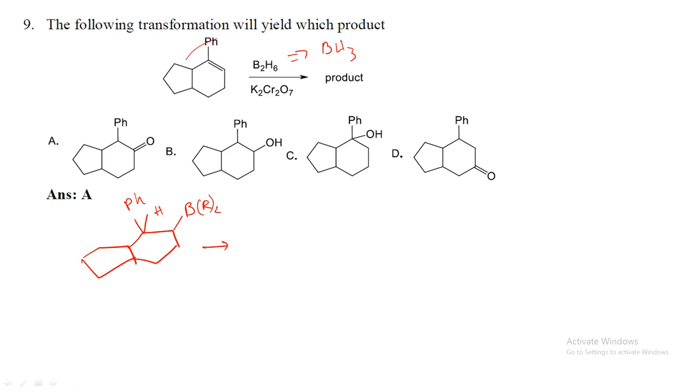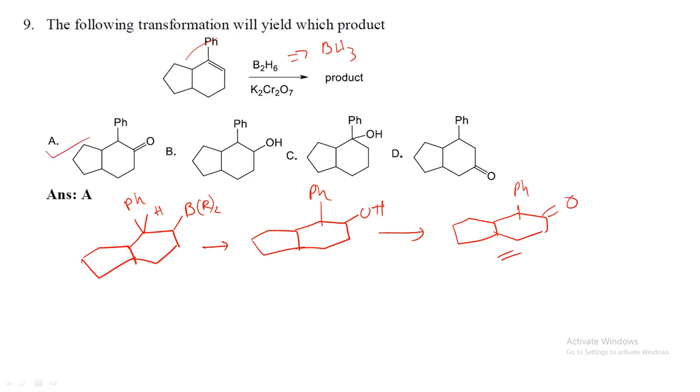And from here, with H2O2, the alcohol formation is pretty well known. So hydroxy can be formed, and K2Cr2O7 is well known for its oxidation tendencies. So this OH can be converted to ketone. So this is well known, and this should be the answer and it's the right one.